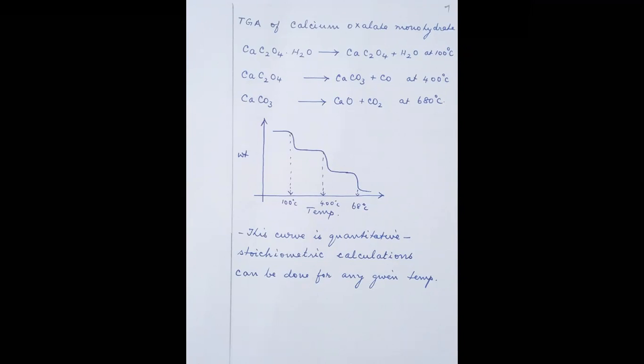But when any one of the products is volatile, when it is escaping from the system, then you are noting down only the mass of the solid residue. Then the thermogram will give you useful information. So this curve is a quantitative one. Because of its quantitative nature, the stoichiometric calculations can be done for any given temperature for any given system.